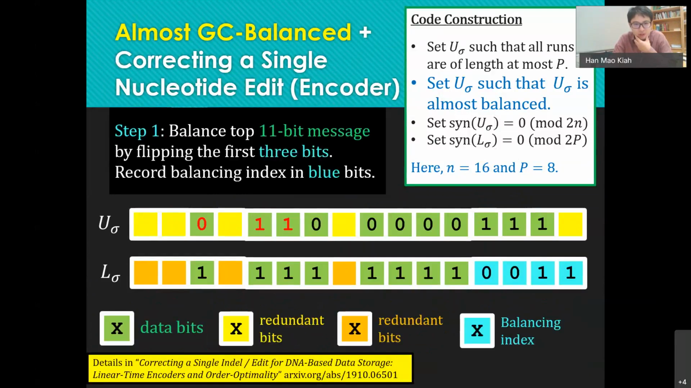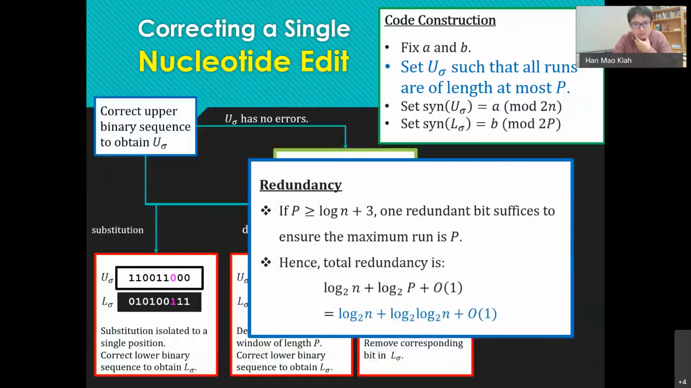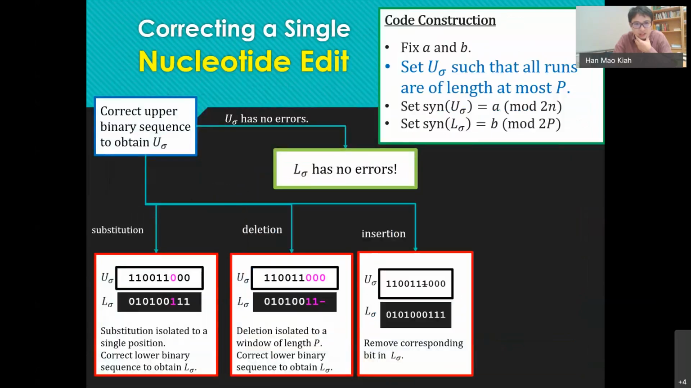Okay, so I'll talk about the unbalanced case. Maybe this is a bit easier. The upper sequence has a usual VT syndrome, so I can decode the single edit, the single insertion, deletion, or substitution. Now the question is, what happens?